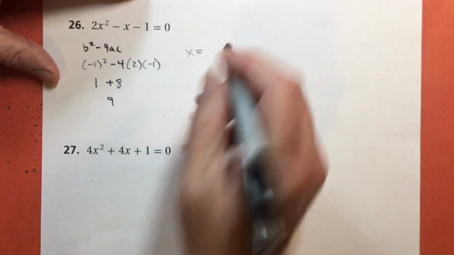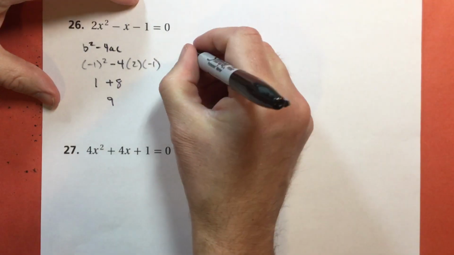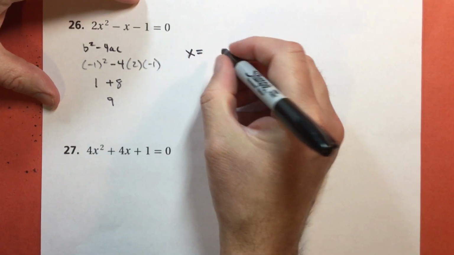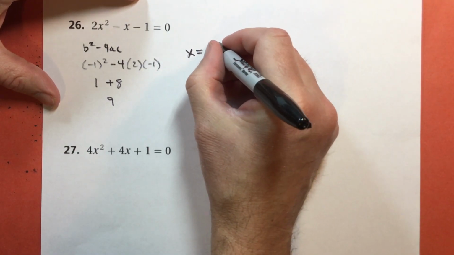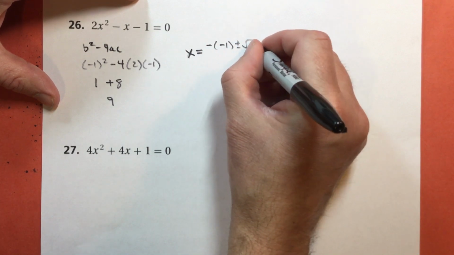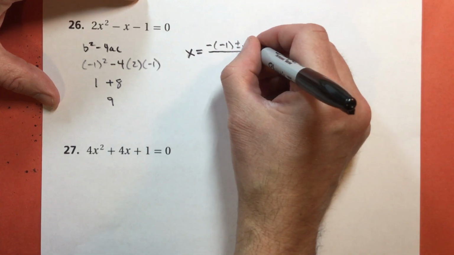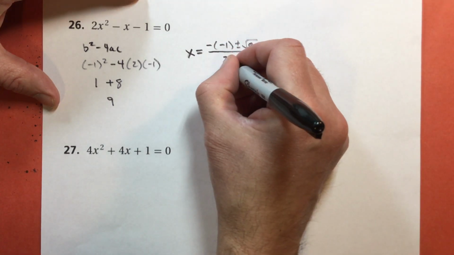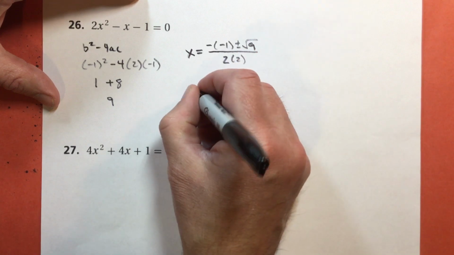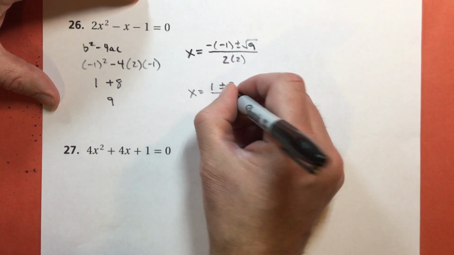And I get x equals, gosh darn it, that one out of the way so I don't pick it up again. x equals the opposite of -1 plus or minus the square root of 9. See, they start out strong and then they die right when I'm writing with them. All over 2 times 2. This is 1 plus or minus 3 over 4.